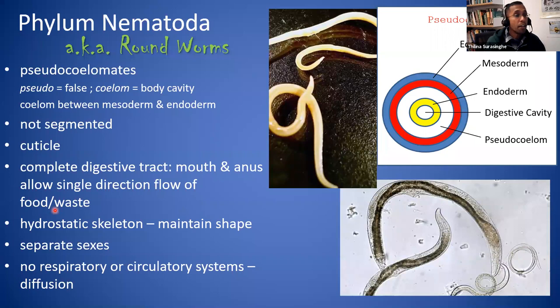Males and females are separate, on separate individual worms. Other than the digestive system, they don't have respiratory tracts or circulatory systems. Respiration and circulation happen directly by exchanging gases and material through the body covering. So it's simple diffusion that helps to redistribute stuff. No circulatory system, no respiratory system.